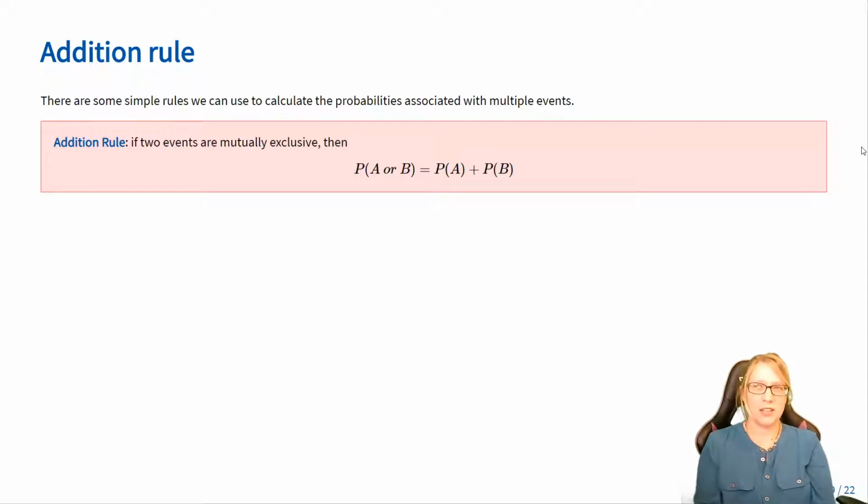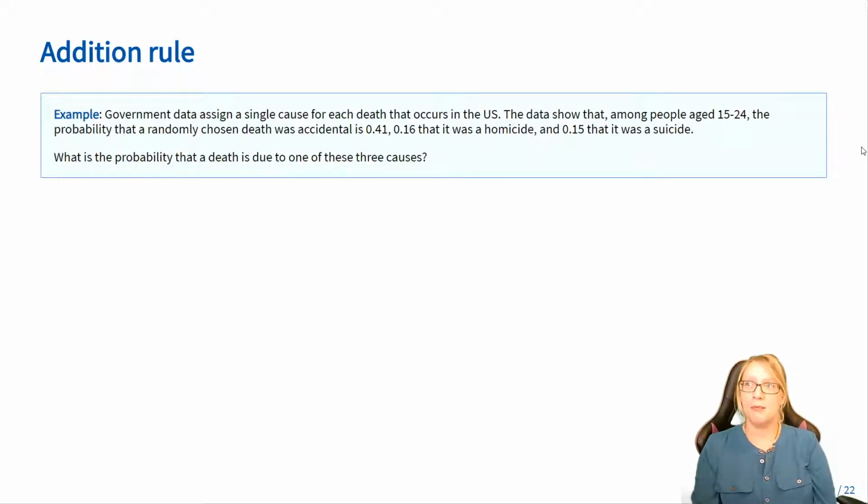First, let's talk about the addition rule. So if any 2 events, A and B, are mutually exclusive, they cannot both occur at once, then the probability that either one occurs, the probability of A or B, is found by simply adding. We take the probability of A, add to it the probability of B.